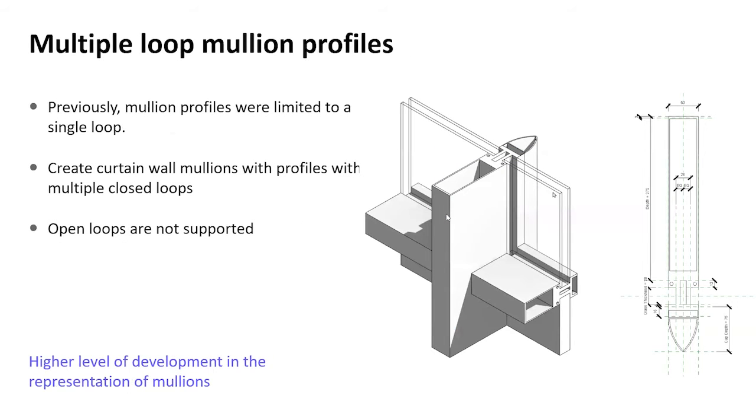This is a really cool feature. We're able to create multiple nested loops within a mullion profile. And those loops will end up creating solid or void forms, as you can see in this image. So some enhancements that will really get your curtain systems much more realistic. It's going to affect performance overall. But if you keep them simple, I think it'll work out really well.